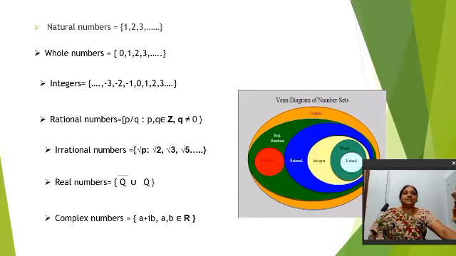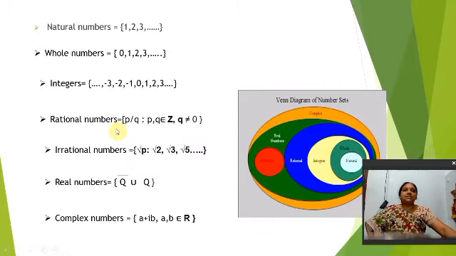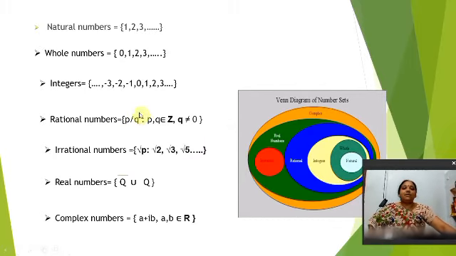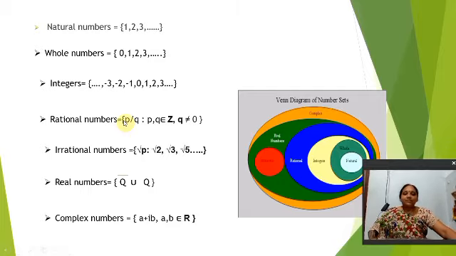Integers means the combination of both positive and negative numbers along with 0. Rational numbers are the numbers denoted by Q, in p by q form, where p, q belong to Z, meaning p and q are integers, and the denominator q is not equal to 0. If it is equal to 0, the number becomes infinity, so q must not be equal to 0. For example, 3 by 4, 4 by 3, 5 by 6, 1 by 2, all these are rational numbers.